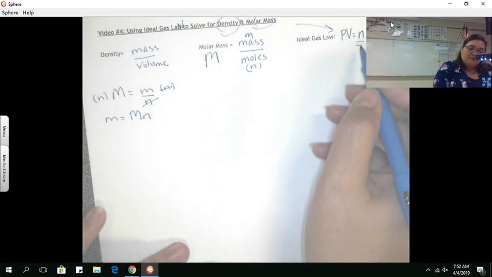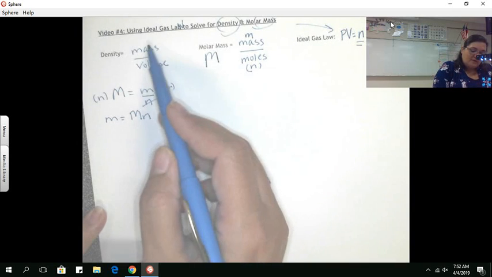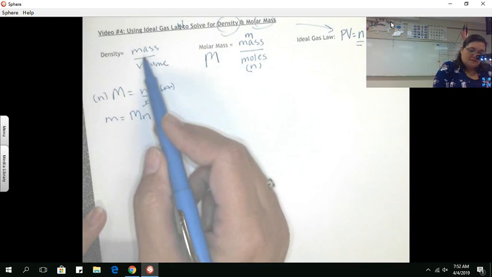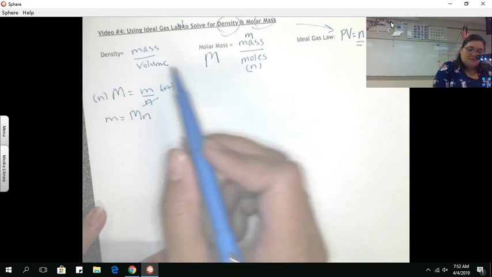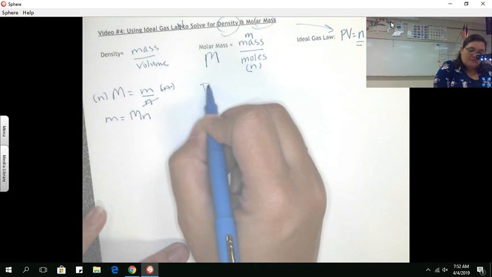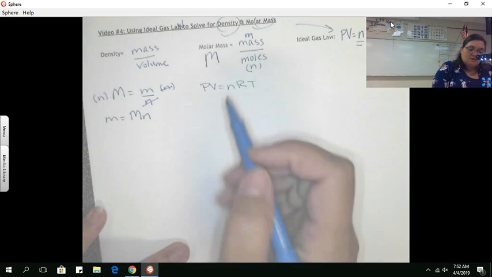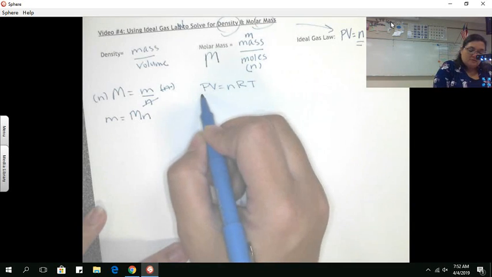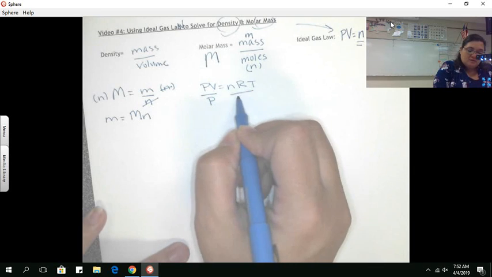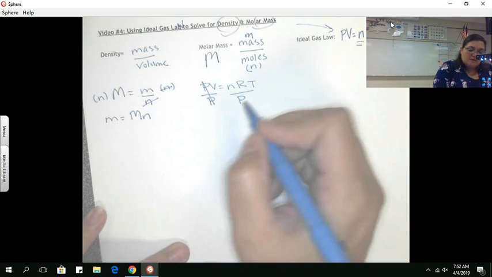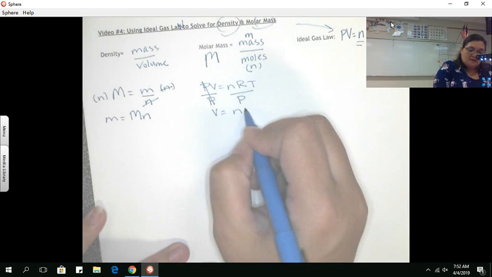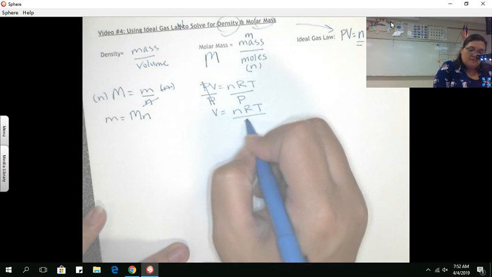Now we have a value that will equal the mass in our density. We use the ideal gas law to get us to volume. So we have PV equals nRT. I want to solve this for volume, so I would divide by pressure. My pressures here would cancel, and I would get that volume equals nRT divided by P.